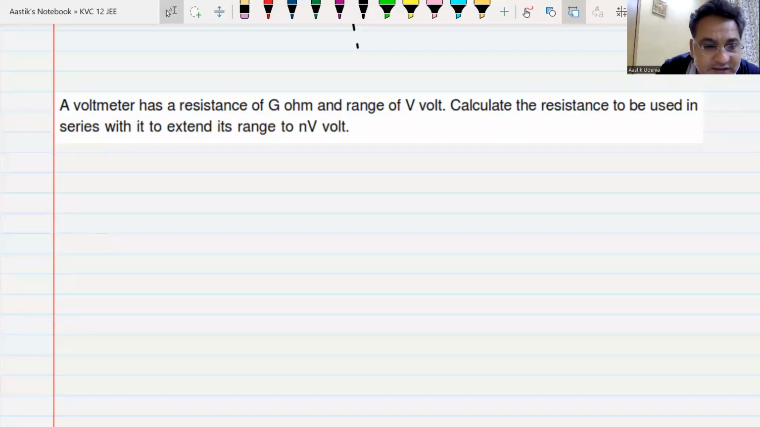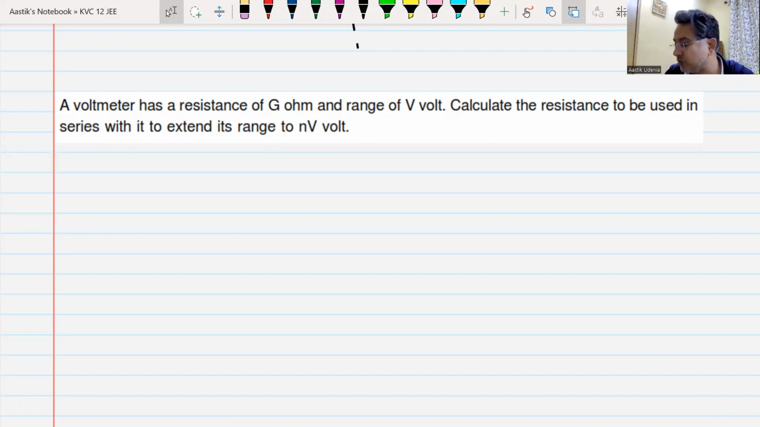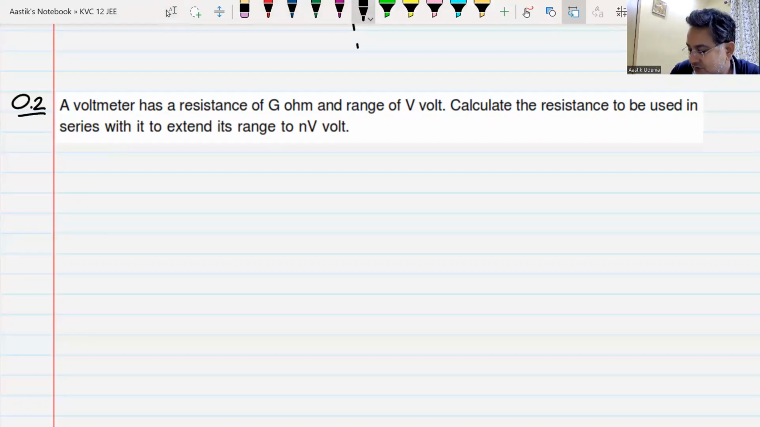A voltmeter has a resistance of G ohm and a range of V volt. Calculate the resistance to be used in series with it to extend its range to N times V volt. So this is a similar question but put in a different way, twisted. And I hope you can understand the twist and get me the answer.